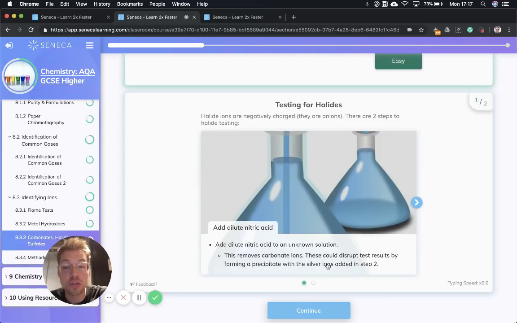1, add dilute nitric acid to an unknown solution. This gets rid of those carbonate ions, because carbonate ions could disrupt the test by forming a precipitate with the silver ions added in step 2.